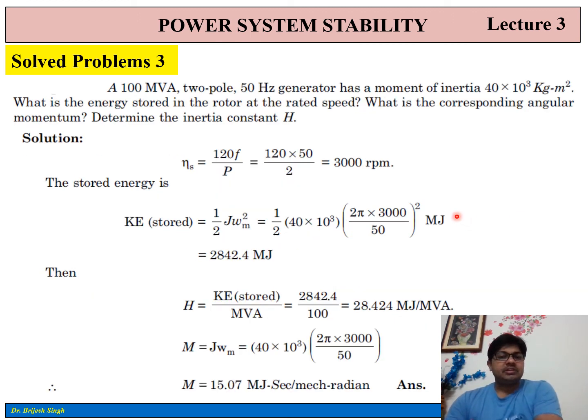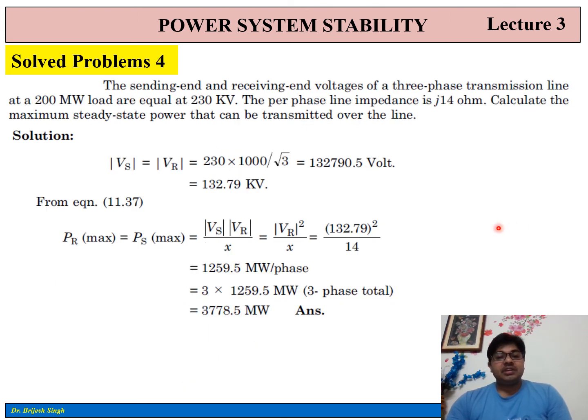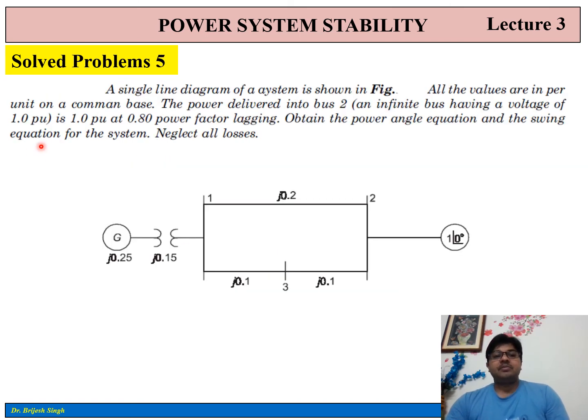Similarly, problem number 3 is also given, which is based on the formula. You can easily understand the problem which is given here. Similarly, again one problem related to sending and receiving end voltage, where you have to calculate the steady state power that can be transmitted over the line. That means it is asking for the maximum power. So again you can directly put the values from the formula and directly solve it.